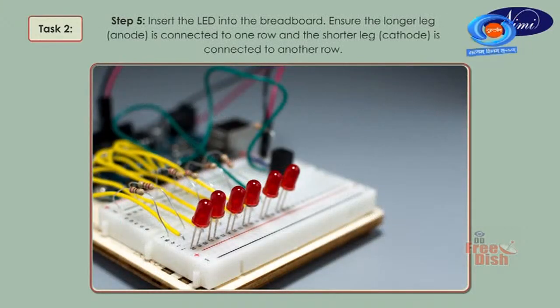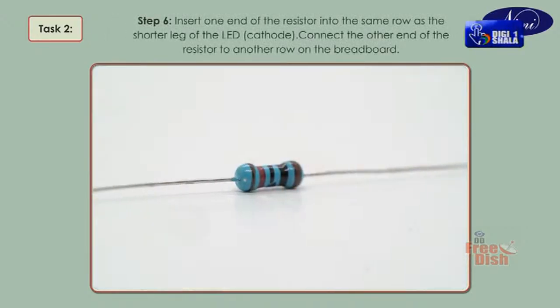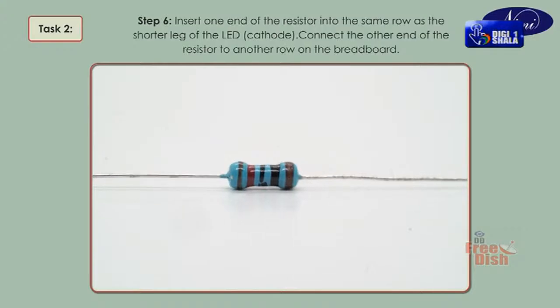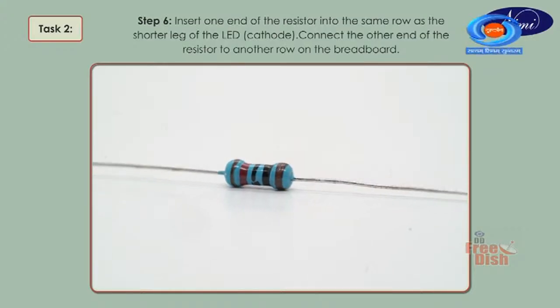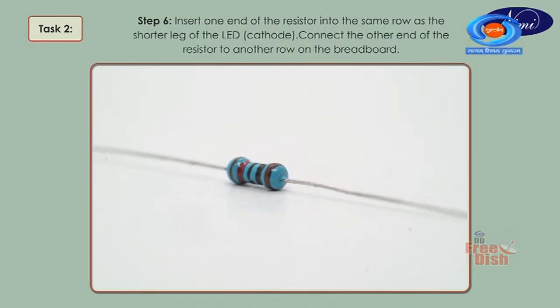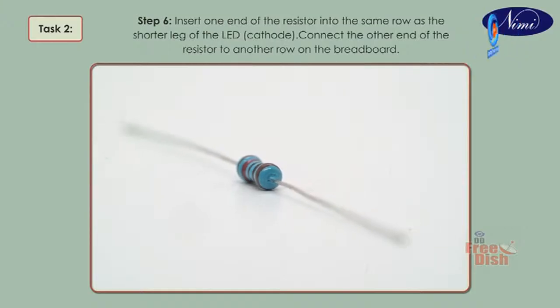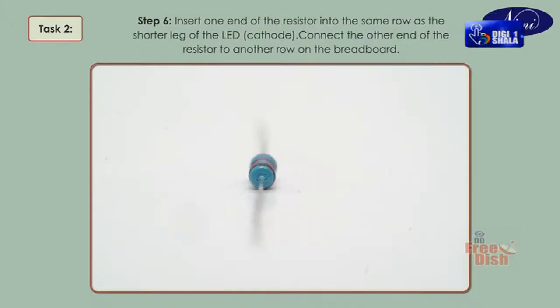Step 5. Insert the LED into the breadboard. Ensure the longer leg, the anode, is connected to one row and the shorter leg, the cathode, is connected to another row. Step 6. Insert one end of the resistor into the same row as the shorter leg of the LED, the cathode. Connect the other end of the resistor to another row on the breadboard.